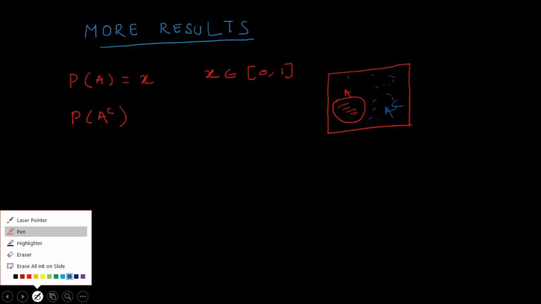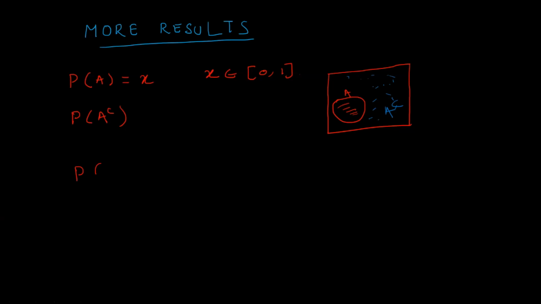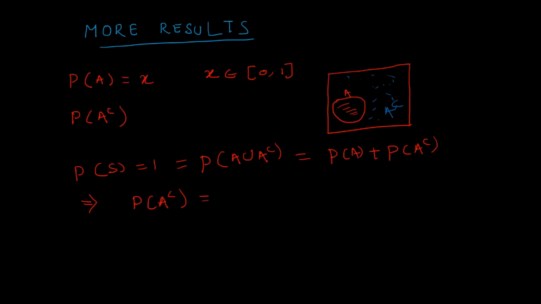So what is the probability of the sample space? Probability of the sample space equals 1. Also, A and A complement are mutually disjoint. So this is nothing but the probability of A union A complement, which is nothing but the probability of A plus the probability of A complement.